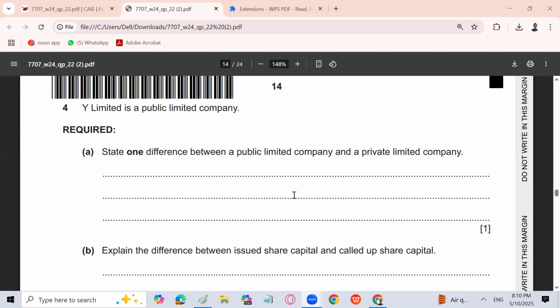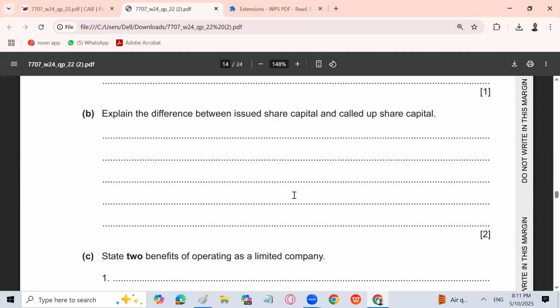Y Limited is a public limited company. State one difference between a public limited company and a private limited company. I'm not going to write it down because we know that already, but I will repeat it. A public limited company can raise its capital by issuing shares to the general public, whereas a private limited company can issue shares only to relatives, friends, and such people. Secondly, public limited company shares are quoted on the stock exchange, whereas private limited company shares cannot be purchased from the stock market.